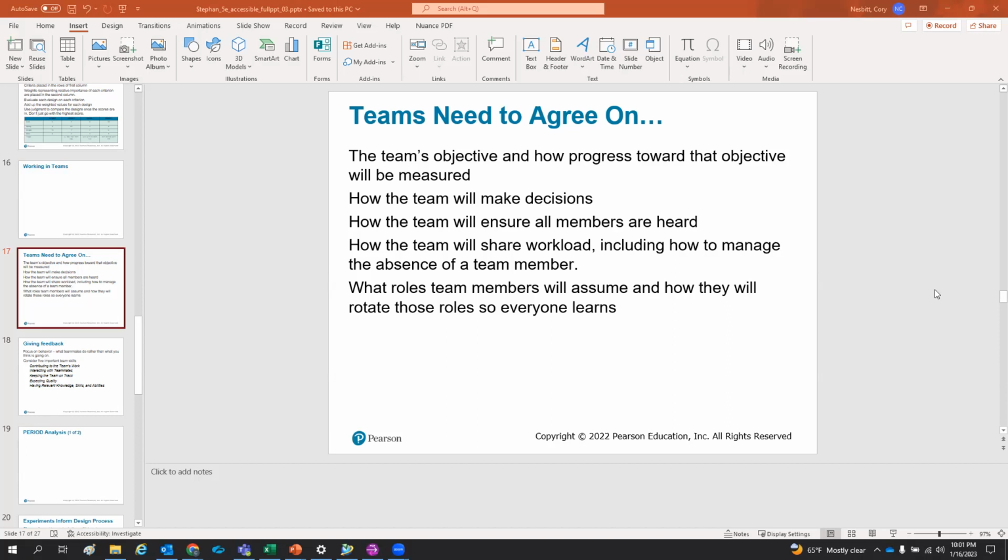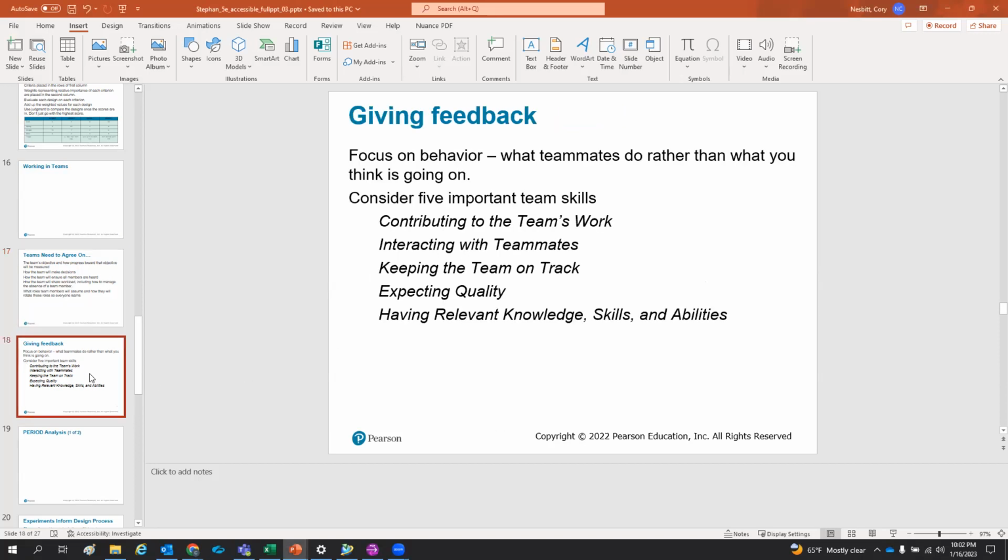So, the objective and how progress toward that objective will be measured, how the team will make decisions. You have to come up with that, how the team will ensure all members are heard. Someone will have to be a lead point. Someone will do one thing. One person will be an organizer. One maybe will be a note taker. One person, maybe you record the minutes. But you'll have to communicate all of these things prior to jumping into your project or jumping into the design. Giving feedback, focusing on the behavior, what teammates do rather than what you think is going on.